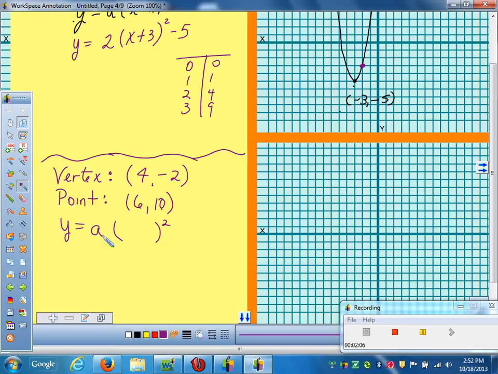Because if that's a positive 4, then yes, it was x minus 4. And if that's a minus 2, it stays minus 2. Okay, the question is, how do I find A? There's 2 ways you can do it. We can figure it from the 1, 1, 2, 4, 3, 9 thing again, or we can figure it with algebra. Since they gave you a point, you can fill this 6, 10 in for x and y and just solve for A. That's the algebraic way to do it. Or we can reason it out from the graph.